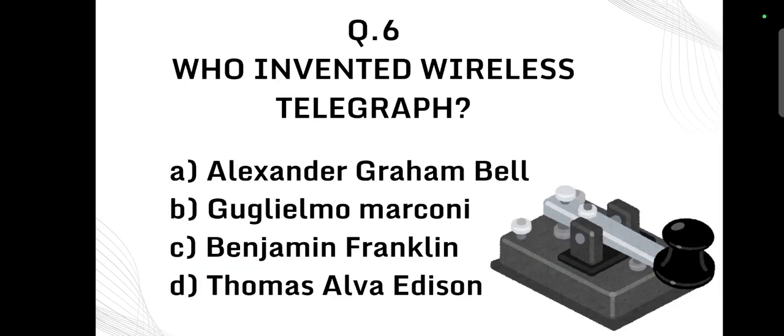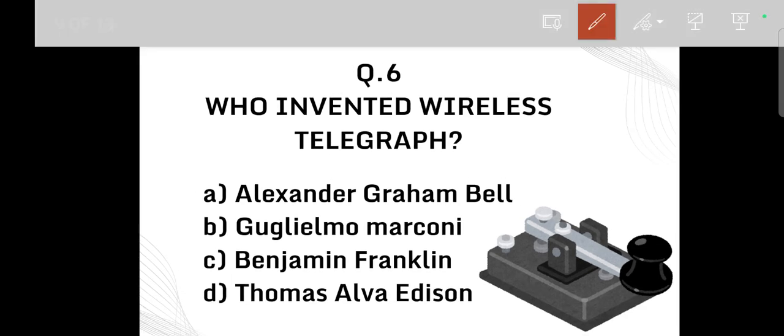Question number 6. Who invented wireless telegraph? In the picture you can see it is a wireless telegraph. Let us see the options. A. Alexander Graham Bell. B. Guglielmo Marconi. C. Benjamin Franklin. And D. Thomas Alva Edison. So the correct answer is Guglielmo Marconi. He was the person who invented wireless telegraph.